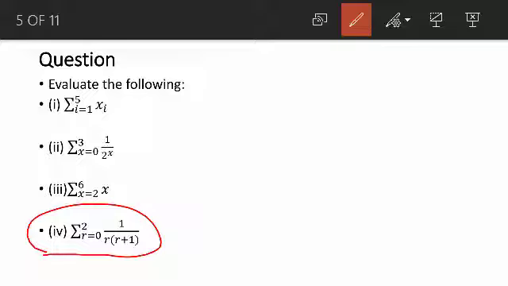Now the last question here, we are asked to find the summation of 1 over r into r plus 1, but your r must start with 0 and end with 2. Okay, so when r is 0, we are going to get 1 over 0 into 0 plus 1. Of course, this is going to be indeterminate because any number over 0 is indeterminate.